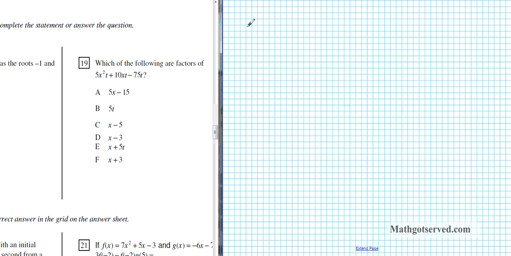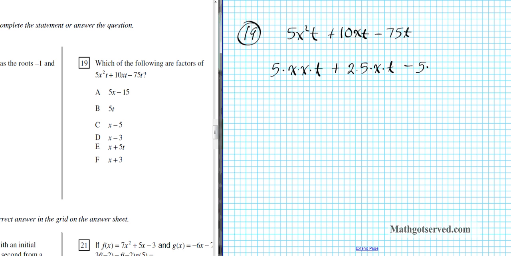So we are to solve the equation 5x squared t plus 10xt minus 75t. So to do this, we're going to break everything down. So we have 5 times x times x times t plus 2 times 5 times x times t minus, if you break down 75, you have 5 times 5 times 3 times t.